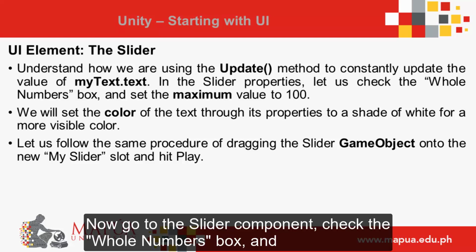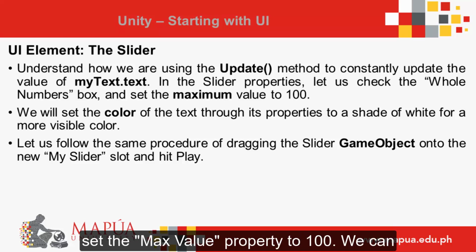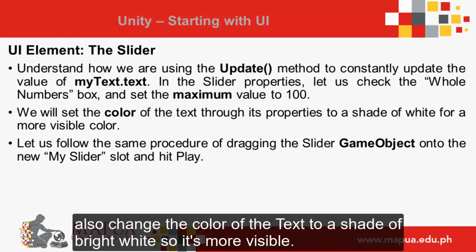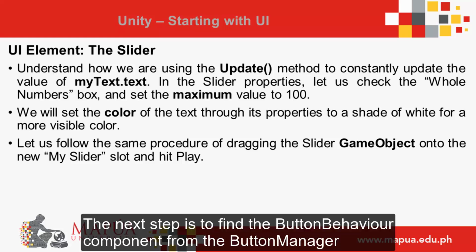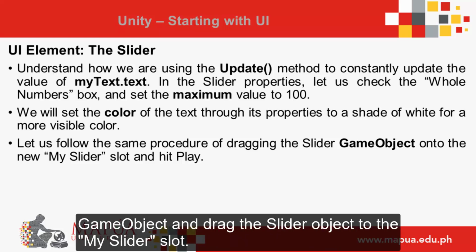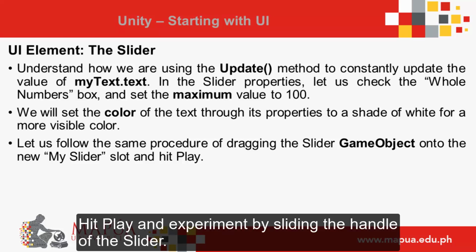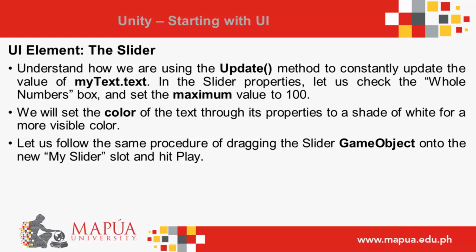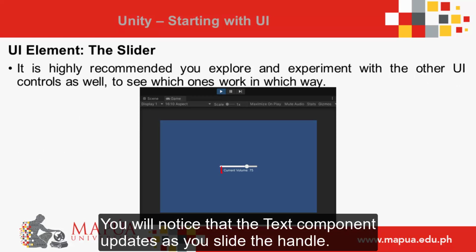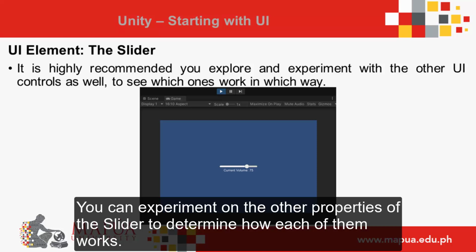Now go to the slider component, check the Whole Numbers box, and set the Max Value property to 100. We can also change the color of the text to a shade of bright white so it's more visible. The next step is to find the Button Behavior component from the button manager game object and drag the slider object to the mySlider slot. Hit play and experiment by sliding the handle of the slider. You will notice that the text component updates as you slide the handle. You can experiment on the other properties of the slider to determine how each of them works.